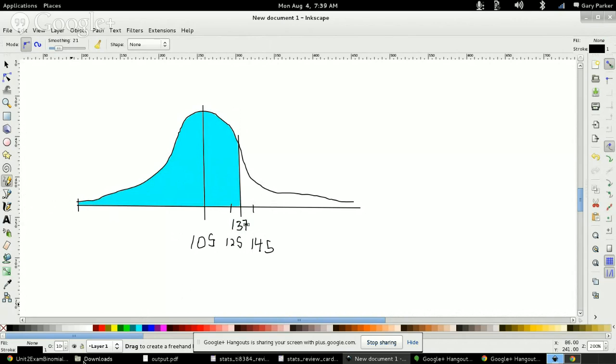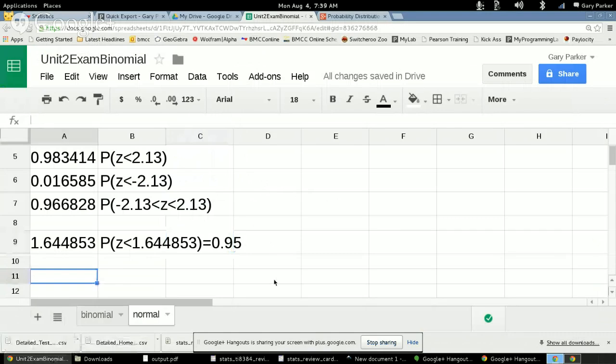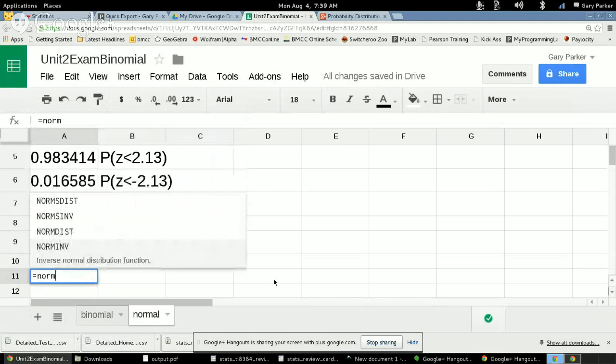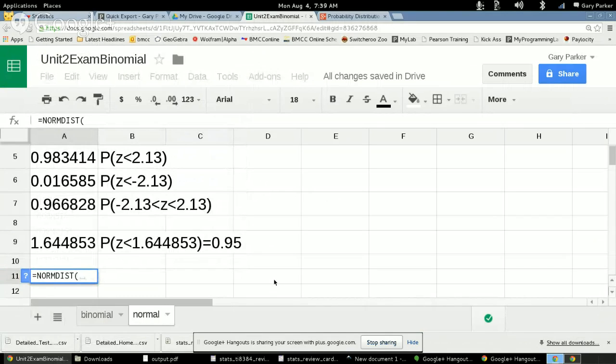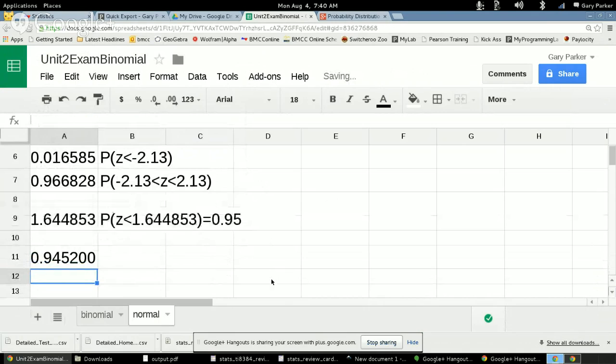Fortunately, the spreadsheet does calculations just like I want. So, normal distribution, and I want from 137 to the left forever. Mean is 105, standard deviation is 20. This is cumulative, so we're always going to put true here. The probability is 94.52%.